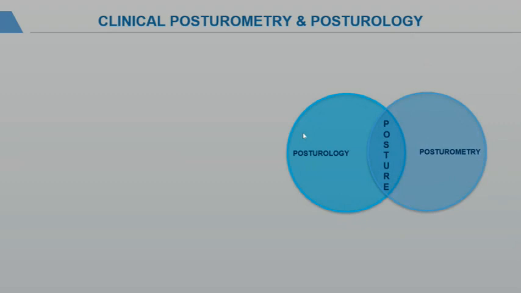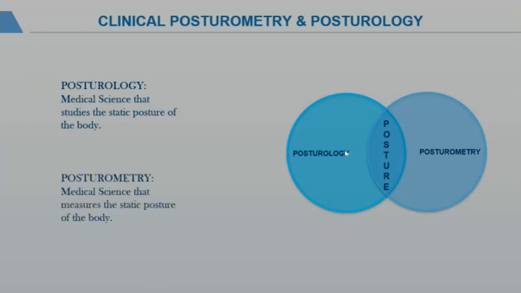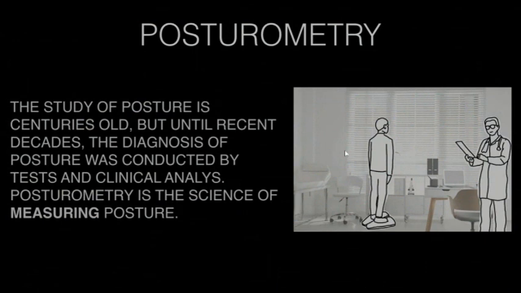Posturology and posturometry. We use both in our diagnosis. Posturology is a medical science that studies the static posture of the body. And posturometry is the medical science that measures the static posture of our body. Clinical and instrumental, the good combination for diagnosis. The study of posture is centuries old, but until recent decades, the diagnosis of posture was conducted by test and clinical analysis. Posturometry is a science that measures that. That's why we say measure is important.